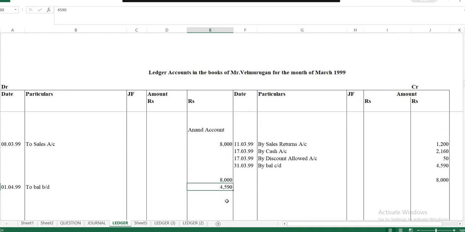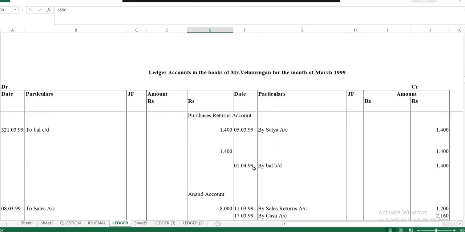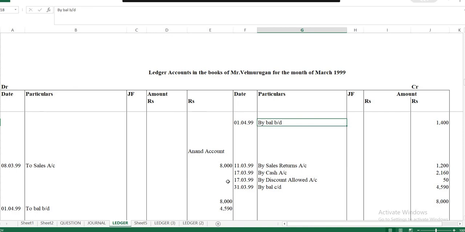Either you will have an opening balance on the debit side or on the credit side. Cash account usually has an opening balance on the debit side, capital account on the credit side, purchases account on the debit side, sales account on the credit side. Like this, sales return on the debit side, purchases return on the credit side. Like this you will have the opening balance and the closing balance either on the debit side or on the credit side. It depends upon the problems.